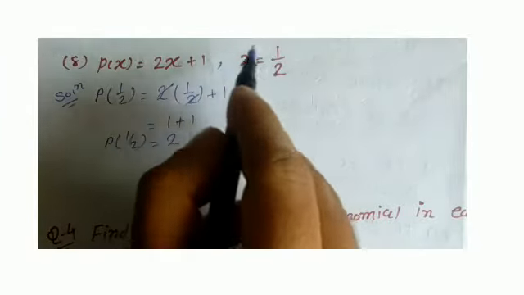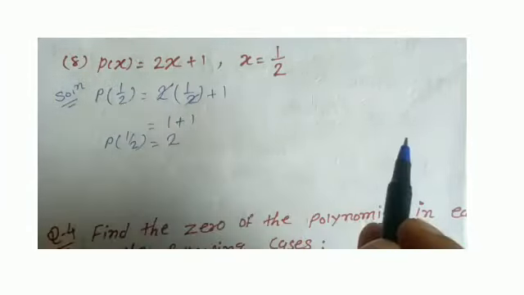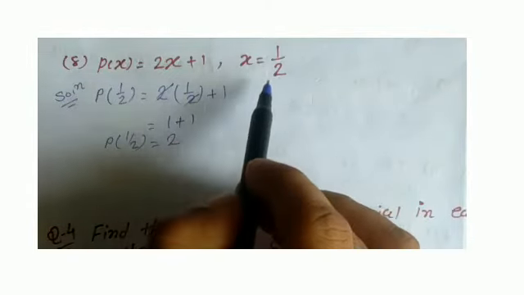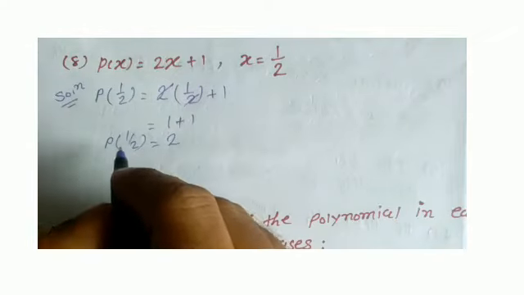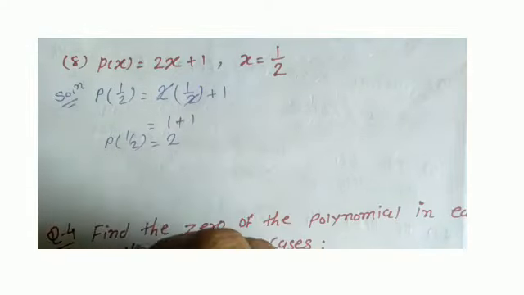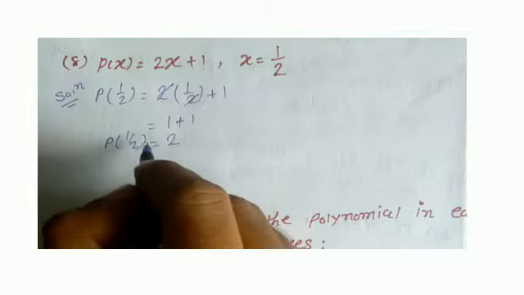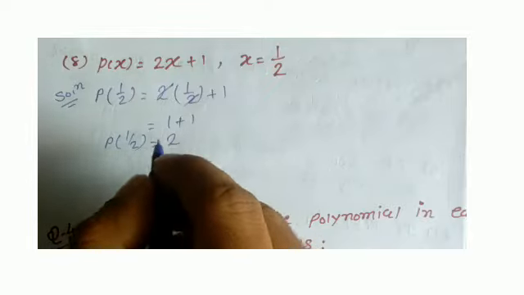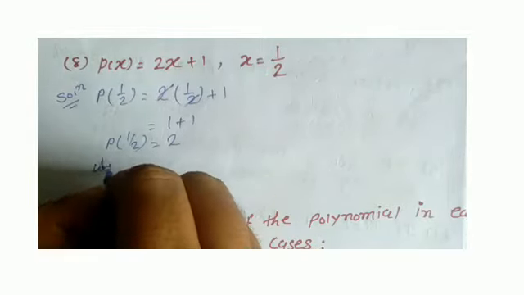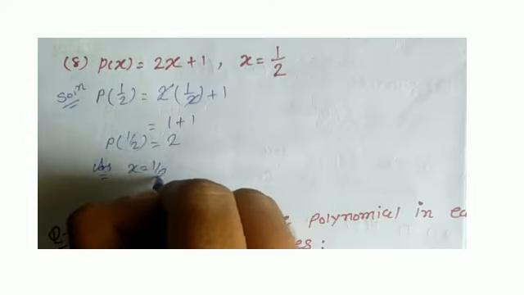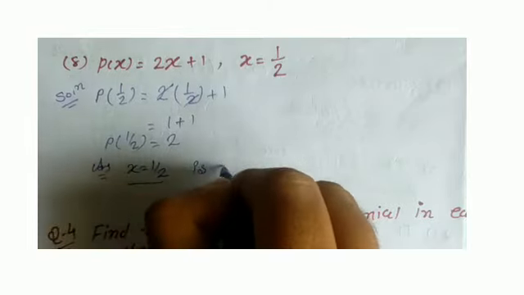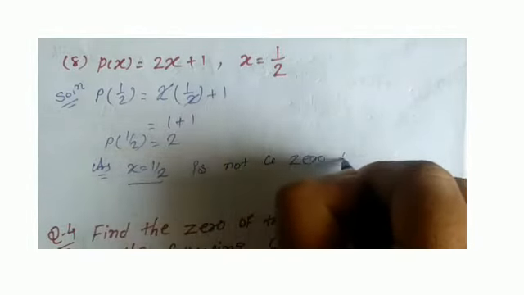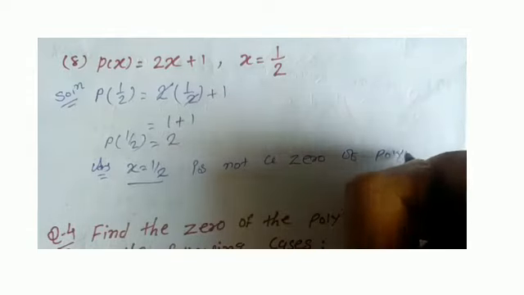So is this a zero of our polynomial? No. Because if x is equal to 1 by 2 is a zero of our polynomial, then the value of P of 1 by 2 would be equal to 0. But here we can see that P of 1 by 2 is equal to 2. So this is not a zero of our polynomial. The answer is: x is equal to 1 by 2 is not a zero of the polynomial.